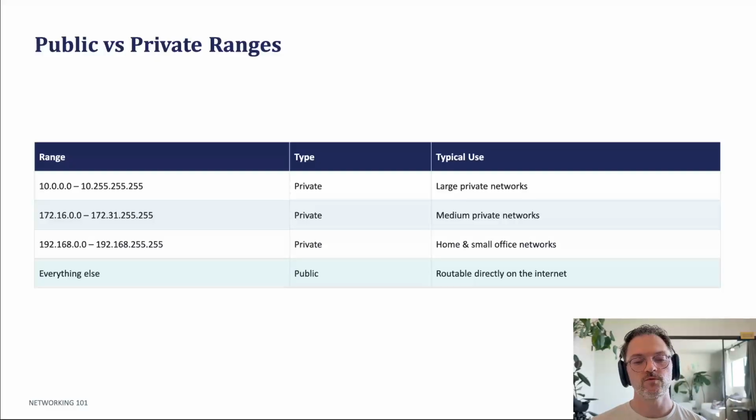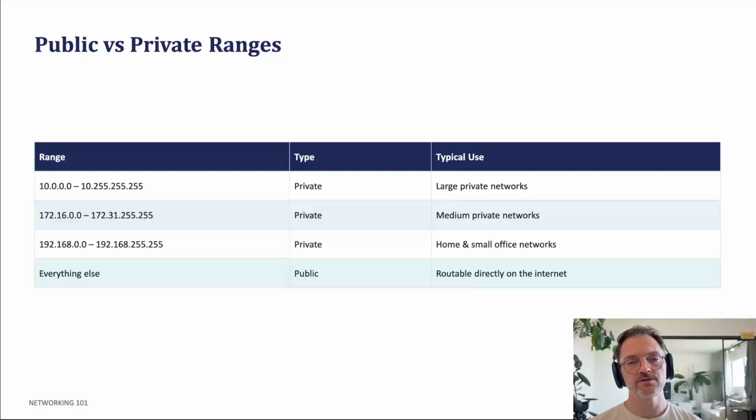Right in the middle here, you have 172.16.0.0 to 172.31.255.255, generally used for medium private networks. In the smallest range, you have 192.168.0.0 to 192.168.255.255. If you were to go into your computer right now and check your IP address, I would bet $100 that it is in the 192.168 range. That is the most common one used in pretty much all home and small office networks.